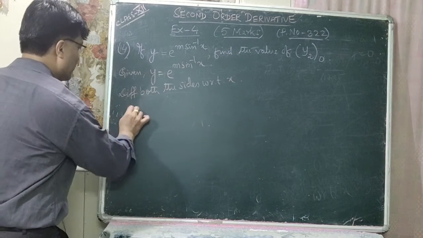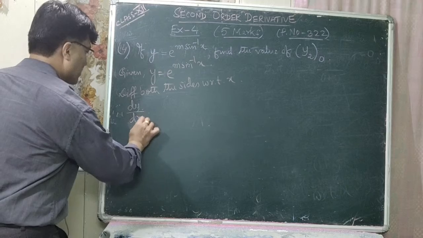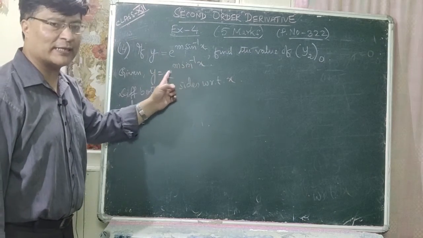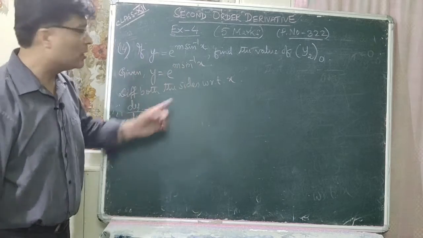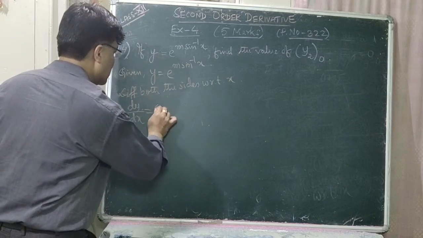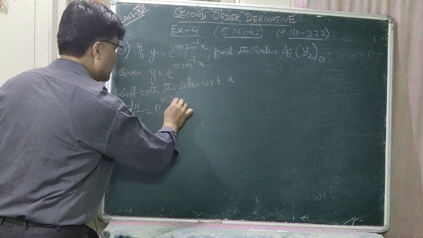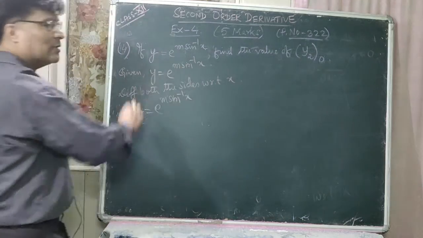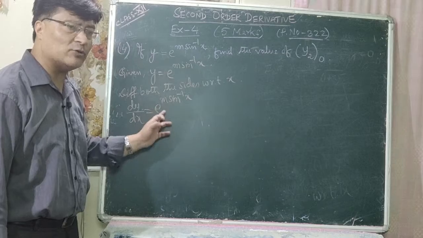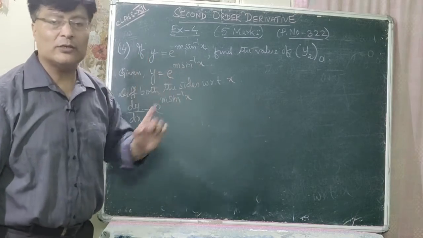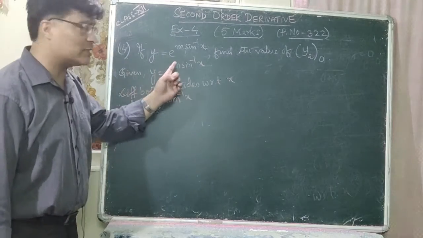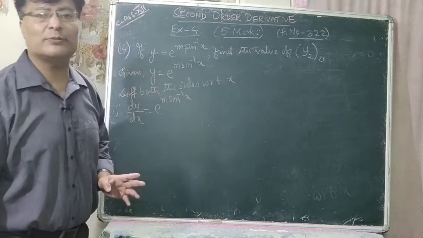So what do we get? Therefore, it is dy by dx. You can directly differentiate it because here m sine inverse x is the variable. You can take it as e to the power x. Here m is constant. What is the differentiation of e to the power x? It is e to the power x. Here x is m sine inverse x. Now this m sine inverse x is taken as x. That is, differentiation of e to the power x is e to the power x. Again, you have to differentiate the term which is assumed as x.